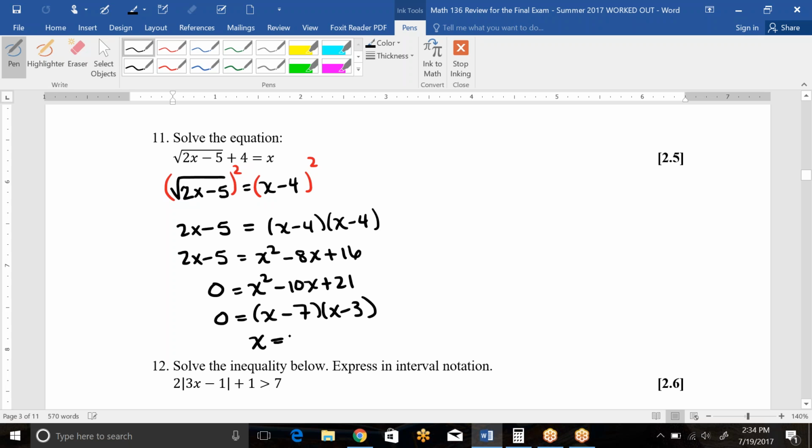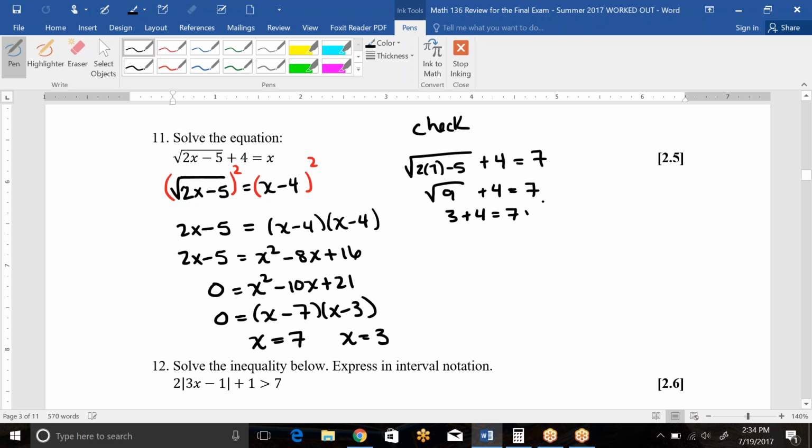So we have 2 possible solutions, but we don't want to circle them yet. So we're going to go over here and do our check. So we're going to check 7 first. 2 times 7 minus 5, and then plus 4 equals 7. 2 times 7 is 14, minus 5 would be 9, so that's square root of 9, plus 4 equals 7. Square root of 9 is 3, 3 plus 4 does equal 7. So 7 is a good solution. It does work. And then we plug in 3 to check.